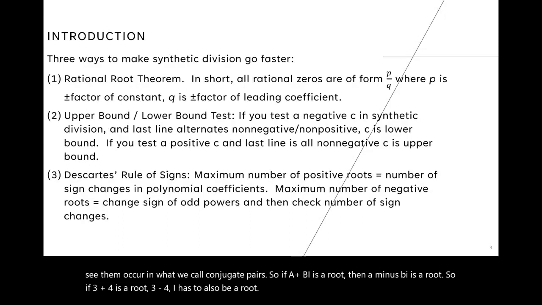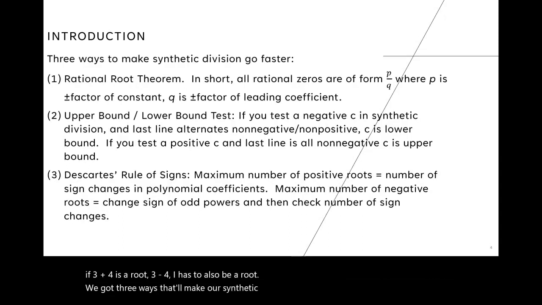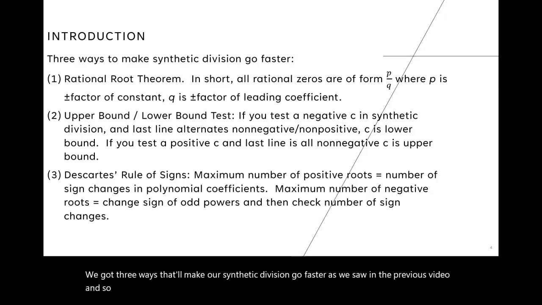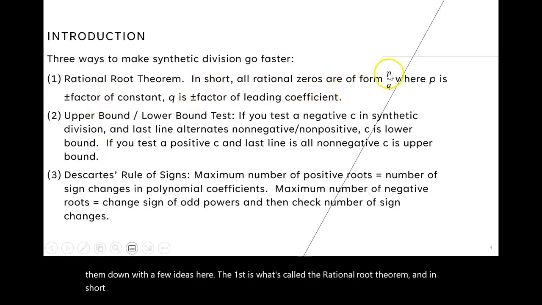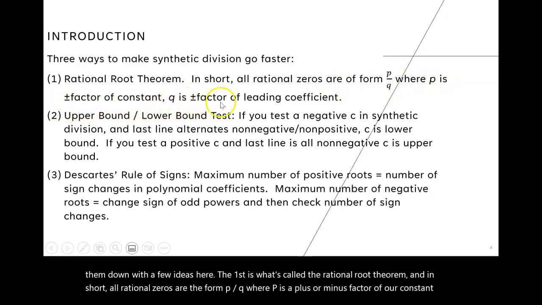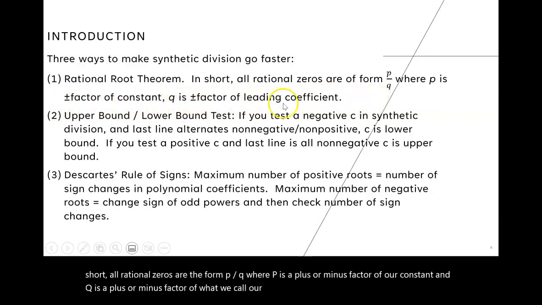We have three ways that'll make our synthetic division go faster, as we saw in the previous video. We might have a big possibility of roots, but we can narrow them down with a few ideas. The first is what's called the rational root theorem. In short, all rational zeros are of the form p divided by q, where p is a plus or minus factor of our constant, and q is a plus or minus factor of our leading coefficient. I'll show you an example of that in just a minute.